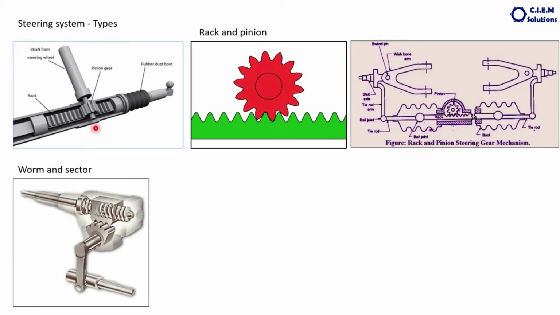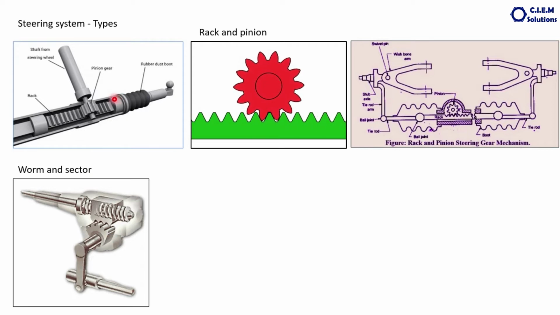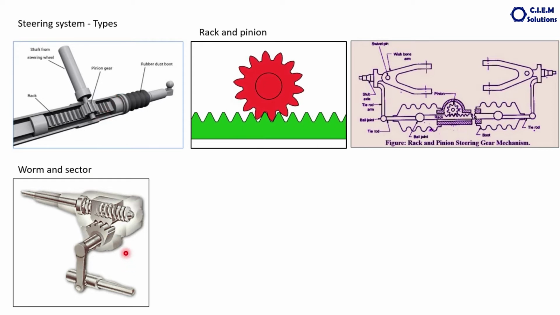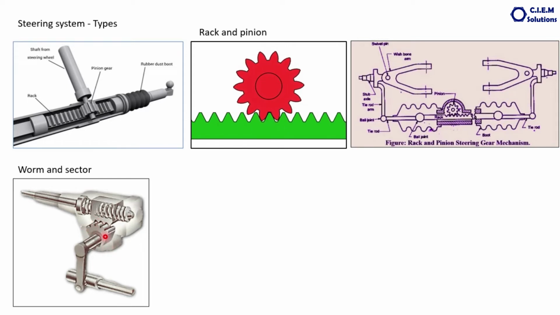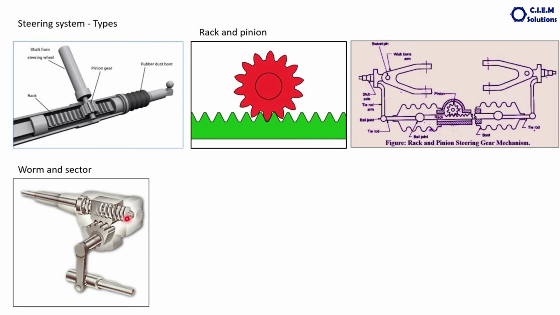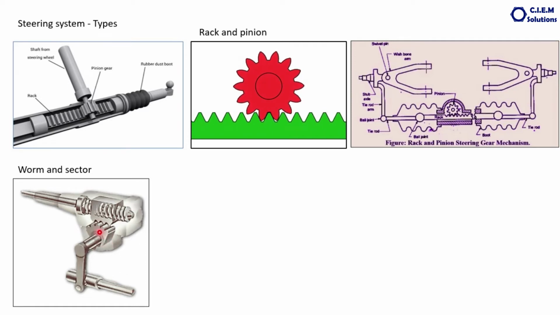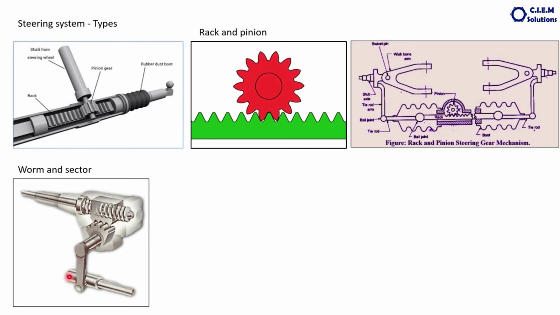Here, the mechanical advantage will be comparatively more than the rack and pinion system, because for every one revolution of the worm, the sector moves only one tooth, either in this direction or in this direction, depending upon the rotation of the worm. When this sector moves clockwise or anti-clockwise, the shaft also rotates, and the shaft is connected with a crank to this rod.